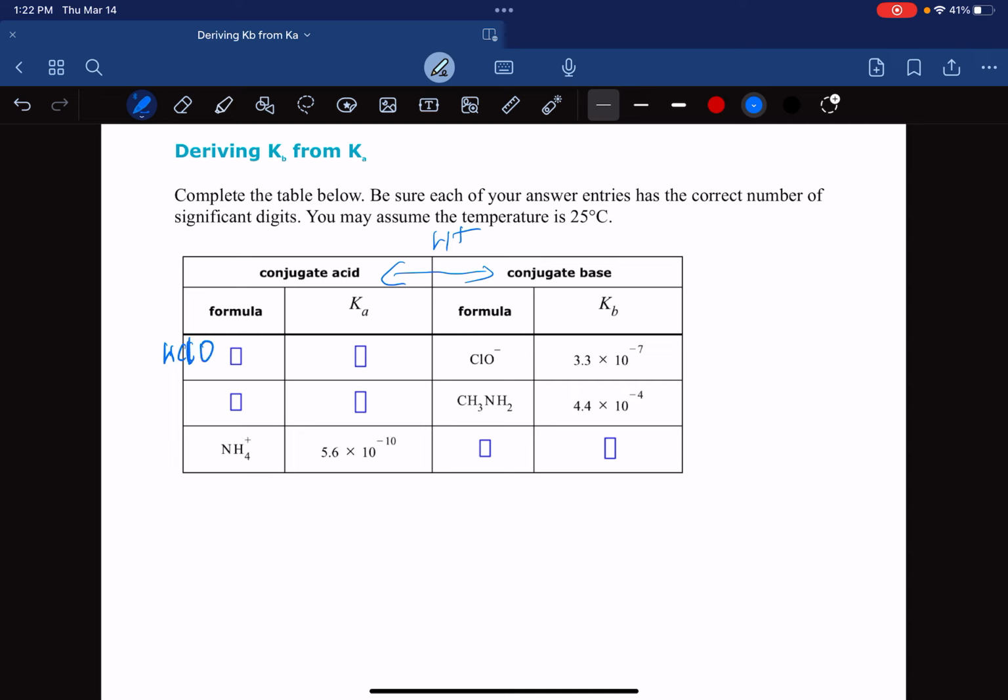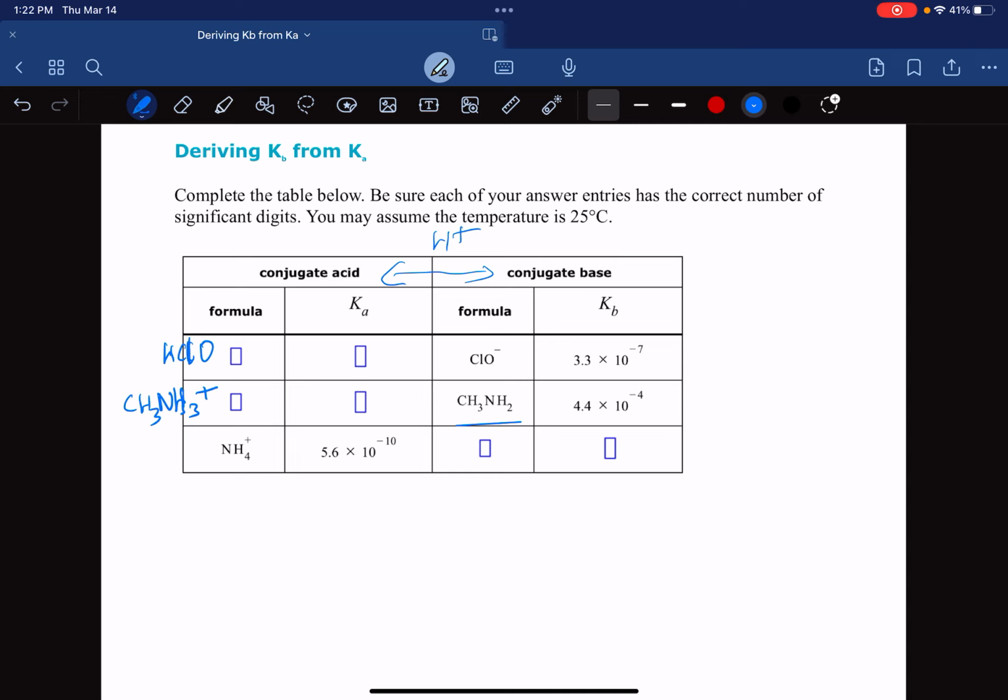Now over here, we have CH3NH2, and again, all we have to do is add an H plus to it, and that's going to give us CH3NH3, not 2, but because we added an extra H plus, it's now a plus.